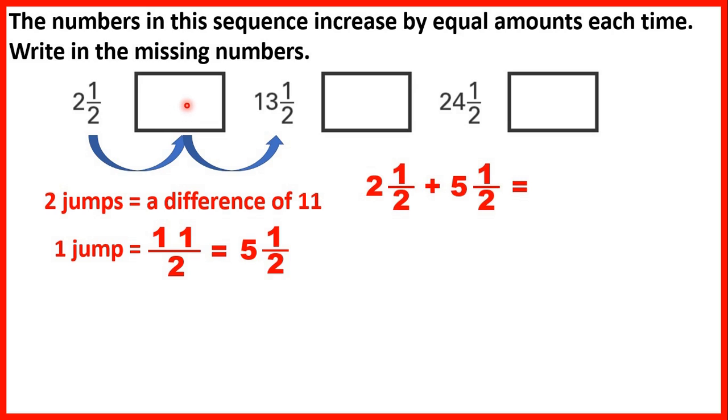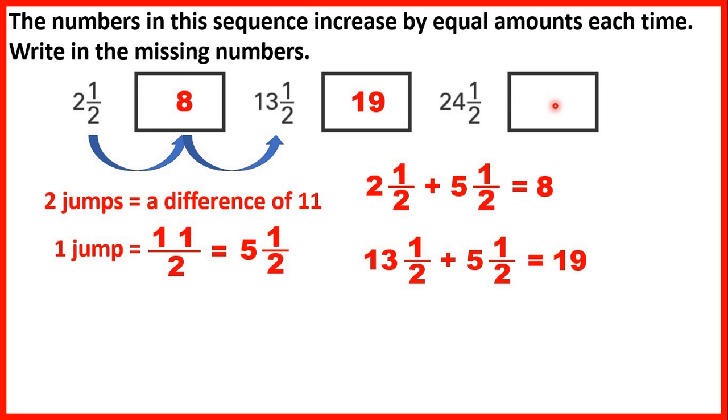So to find this missing number here, we need to work out 2.5 plus 5.5. That's 8, because 2 plus 5 is 7, and then half plus a half makes an extra 1, so that gives us 8. Now for this box, we need 13.5 plus 5.5, because remember, the difference is the same, it's 5.5 each time. So that's 19, 13 plus 5 is 18, half plus a half gives us 1 extra.